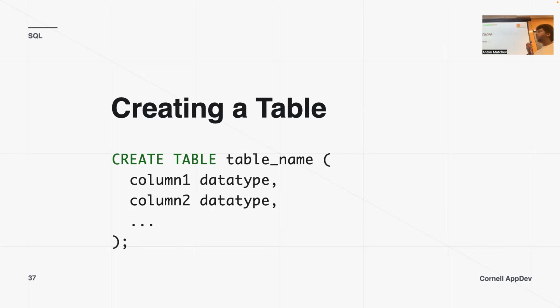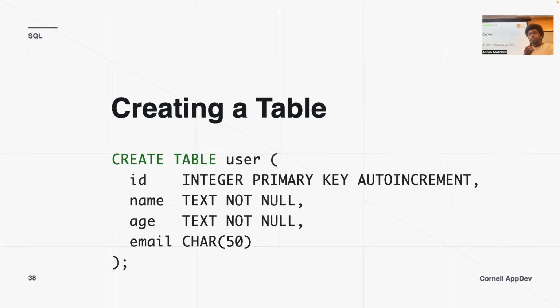So for column 1, it could be the ID, and it can have a data type like integer. And actually, I'll show you an example here. So here's a user table example. We create a user table. So create table user, and in parentheses, we say ID. ID is a pretty special column you probably want to have in most of your tables. And typically you'll want it to be an integer with a primary key field and auto incrementing.